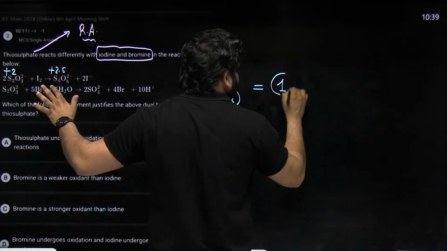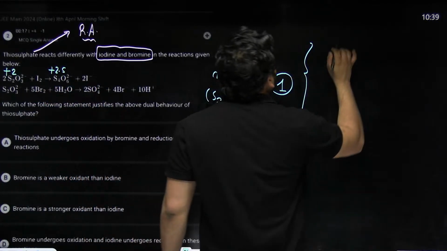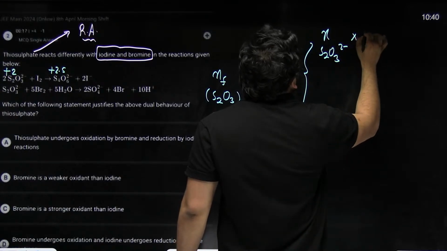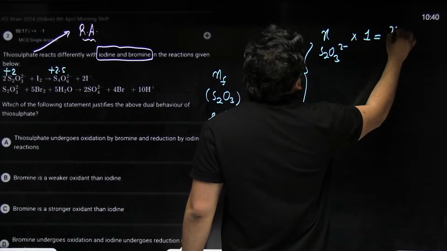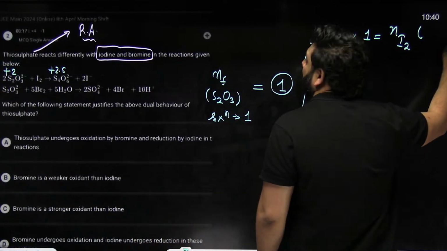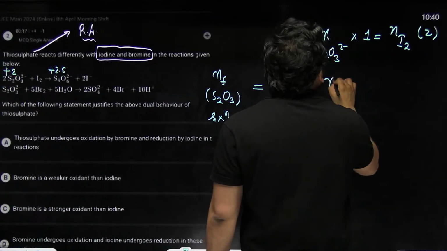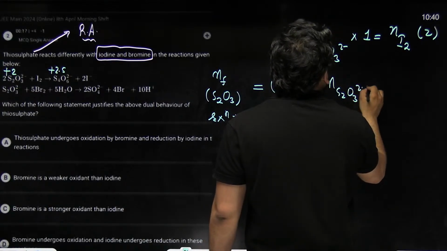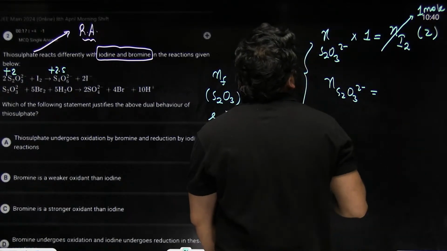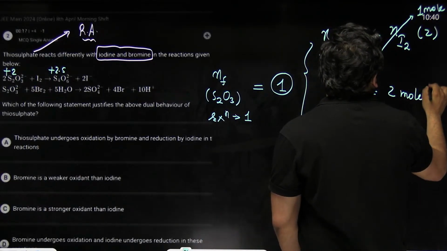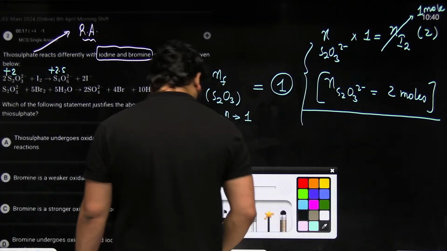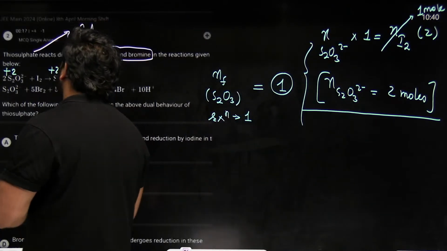This is 1. So guys, do this calculation: the number of moles of S2O3 2- you are oxidizing, into its N factor 1, is equal to the number of moles of iodine you are taking into its N factor. Its N factor is actually 2. So the number of moles of S2O3 2- you oxidize over here, let us suppose this is 2 moles. Then 1 mole of iodine can oxidize how many moles of thiosulfate? 2 moles.